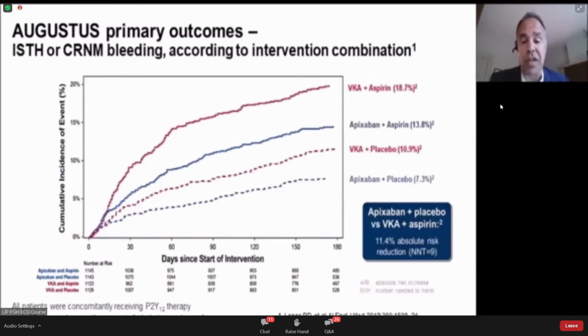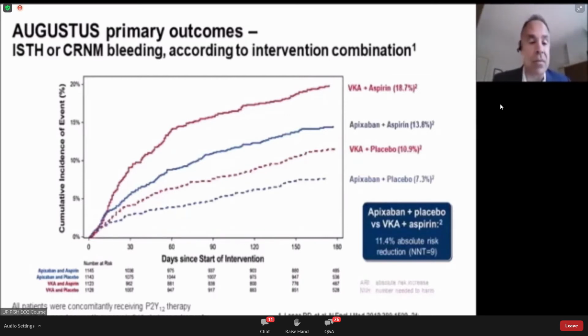So all of these patients are receiving something like clopidogrel, and you can see that of the 4 arms that are listed here for the primary outcome, which was ISTH major or clinically relevant non-major bleeding, the arm you did not want to be randomized to was the top arm there in the solid red line, and indeed that shows the highest bleeding event rate over the course of time.